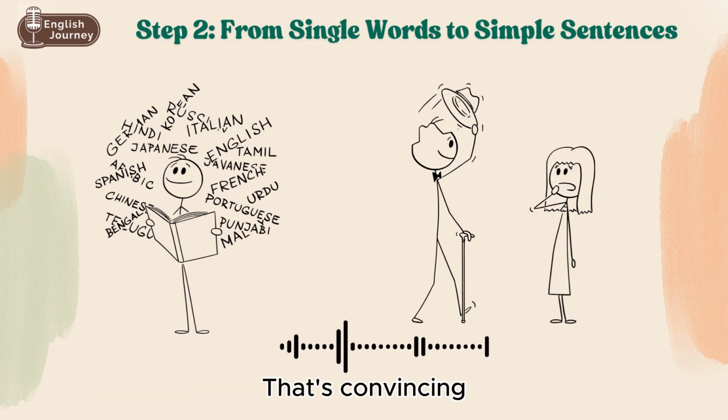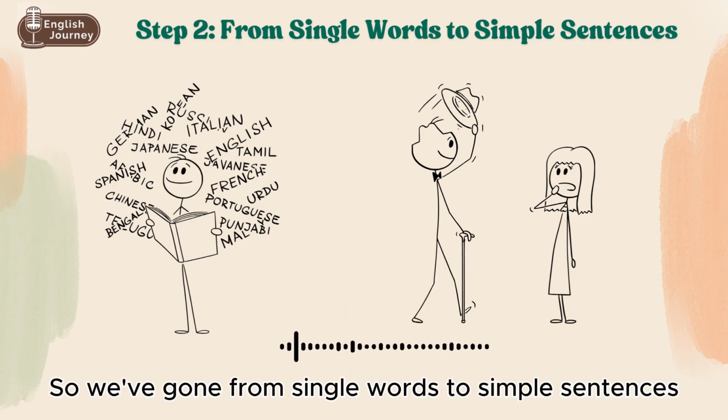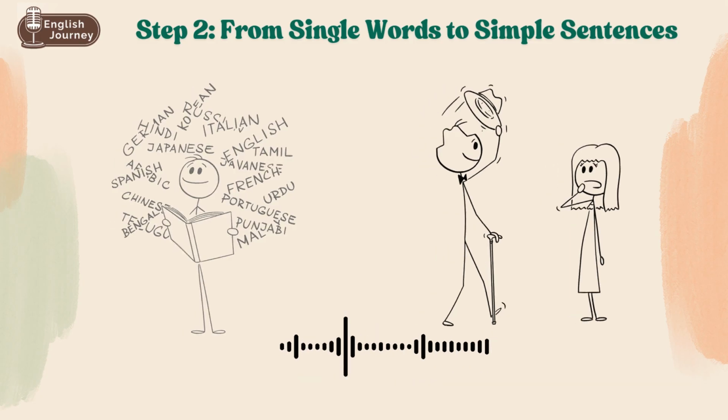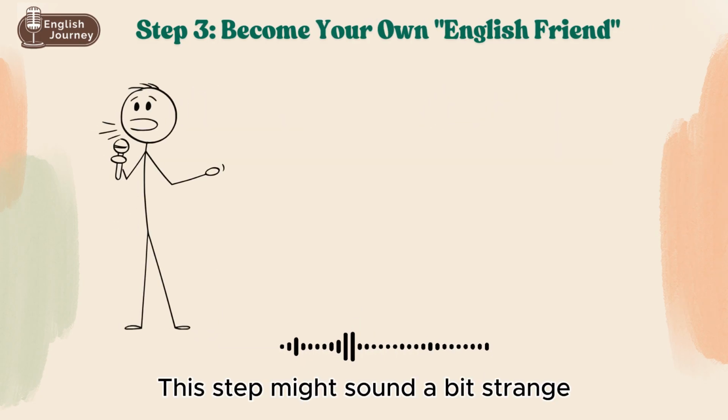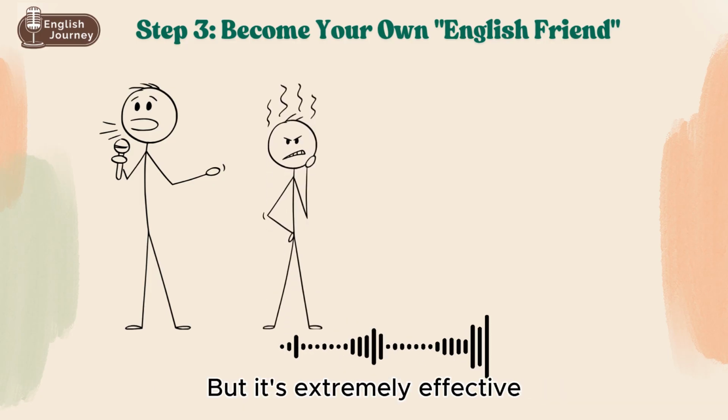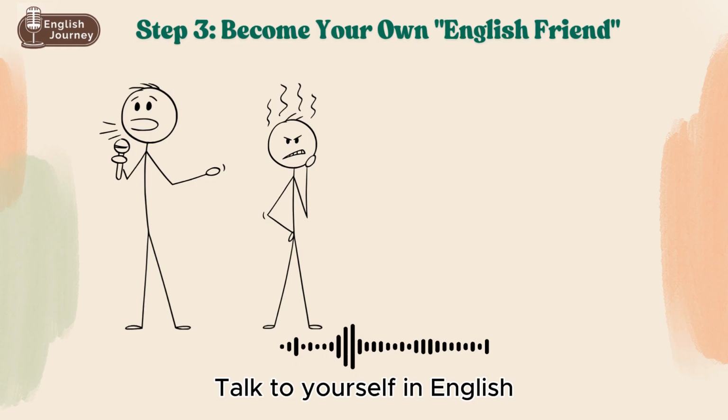That's convincing. So we've gone from single words to simple sentences. What's the next step? Step 3. Become your own English friend. This step might sound a bit strange, but it's extremely effective. Talk to yourself in English.